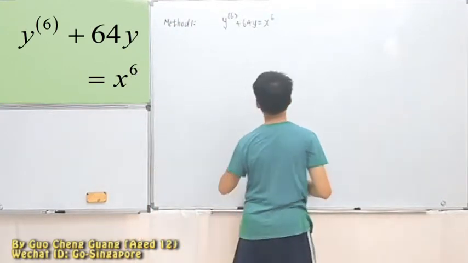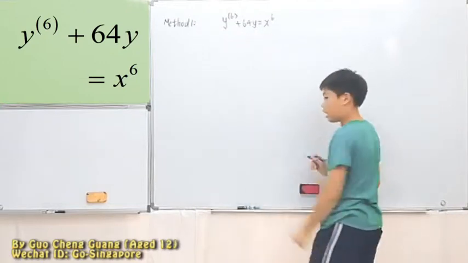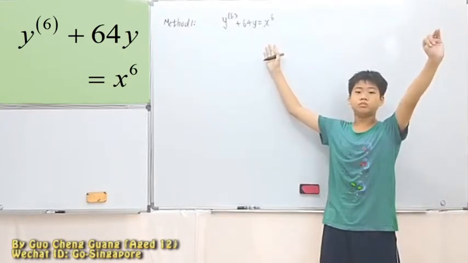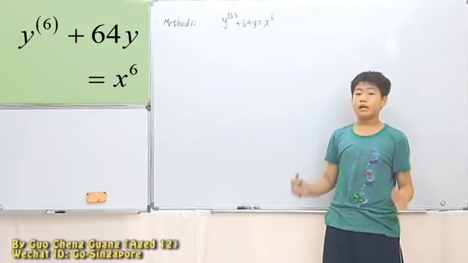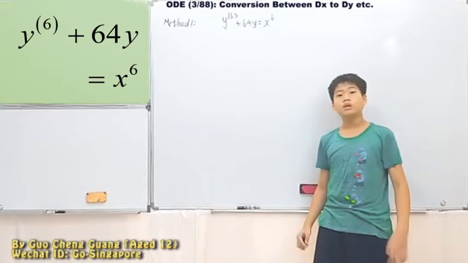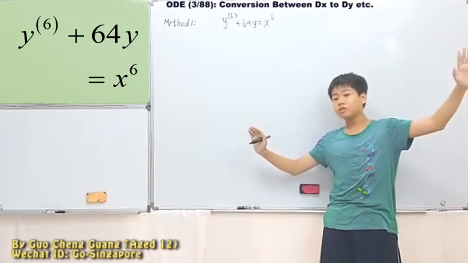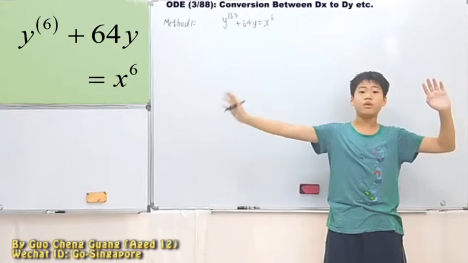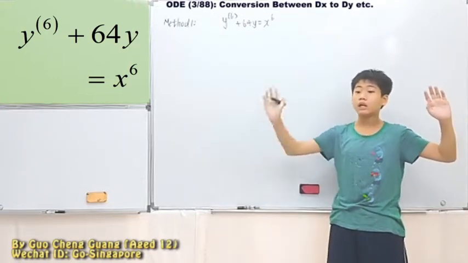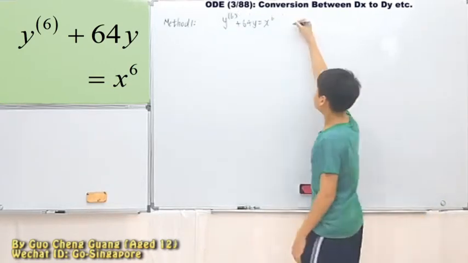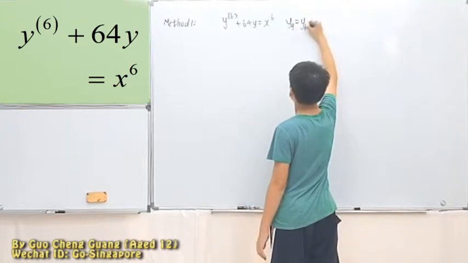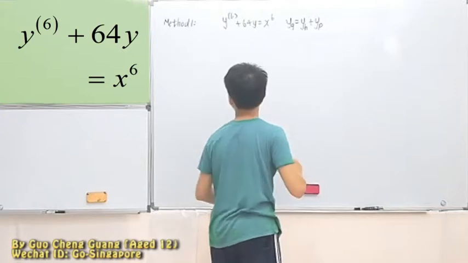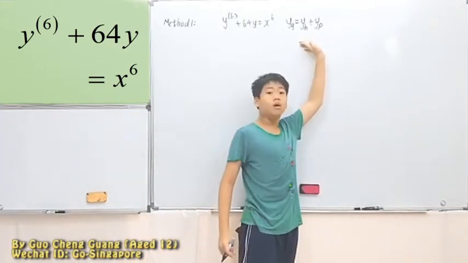So by Euler's formula, but be careful, this equation is linear, constant coefficient, and non-homogeneous. We want to find the general solution for the non-homogeneous ordinary differential equation. It's made up of two parts. The first part is the general solution for the homogeneous ordinary differential equation. The second part is the particular solution for the non-homogeneous one. That means yg is yh plus yp. Next, we can first find yh.